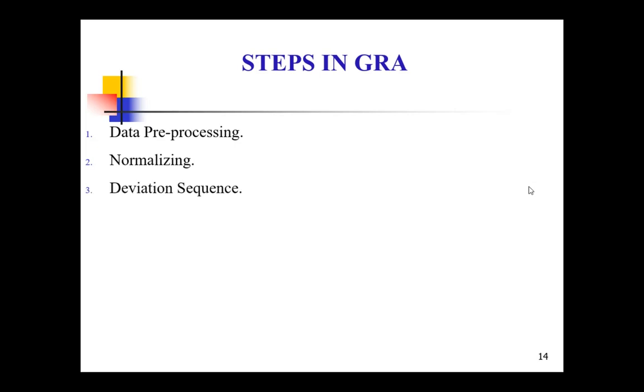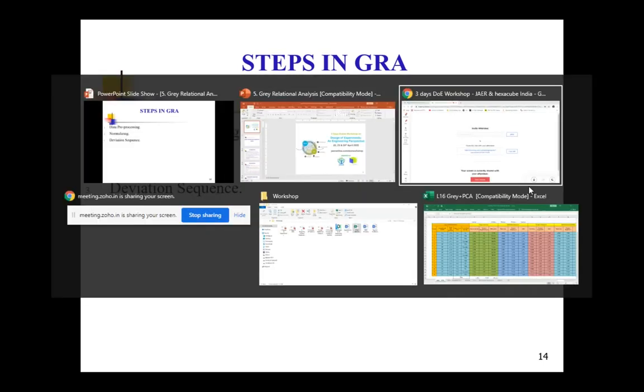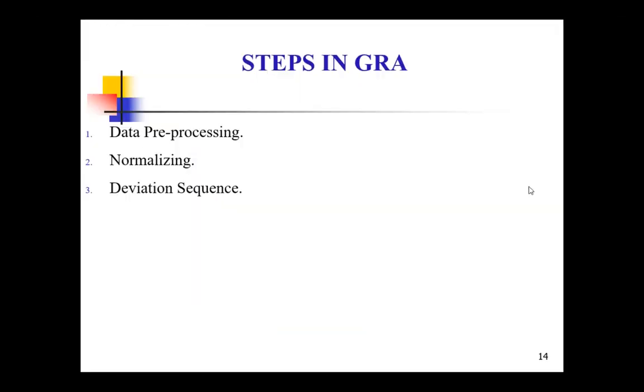Then the deviation sequence. This deviation sequence is nothing but how much our data deviates from the ideal condition of white. The white is nothing but 1. Our ultimate aim is full information, which we consider as 1. So how much our data deviates from this ideal value of 1, that is known as the deviation sequence.